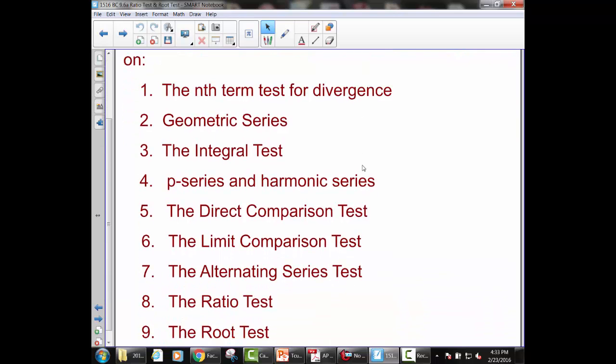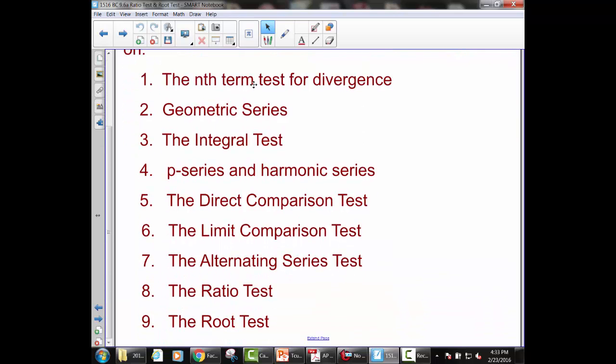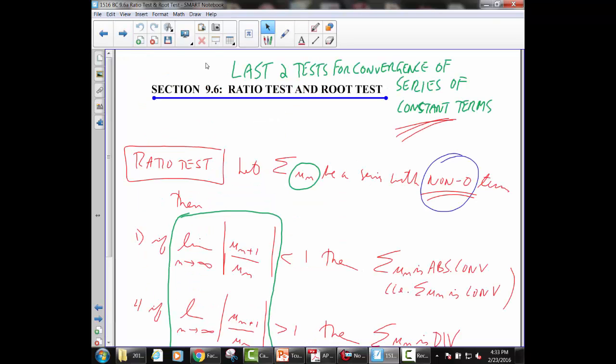Okay, so here's our list, which we keep adding to. Nth term, geometric, integral test, p-series, direct comparison, limit comparison, alternating series, and now we're going to add ratio and root test. They're actually quite simple tests. These are the last two tests for convergence of series of constant terms.